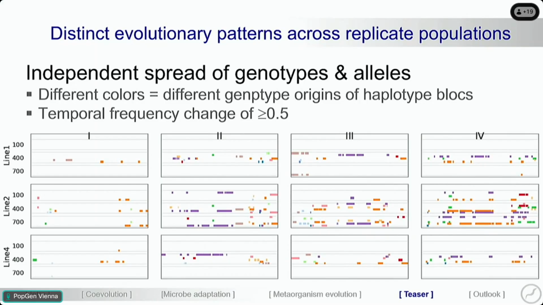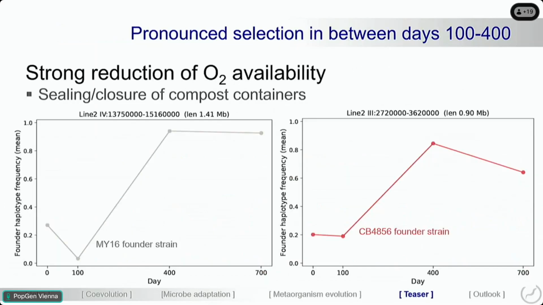But for me, it's also very interesting to see that there is not a unique genotype or haplotype block coming from one background that is sweeping across all of these different independent lines, and also not even across a single genome.